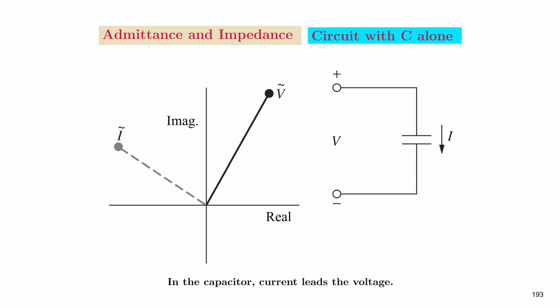So as before, we'll fix the complex voltage first, that is V complex, which is equal to E0. Now the current will lead the voltage by a phase angle of phi equal to pi by 2. So this is the complex current, which is given by i times I0. That is, in a capacitor, the current leads the voltage.